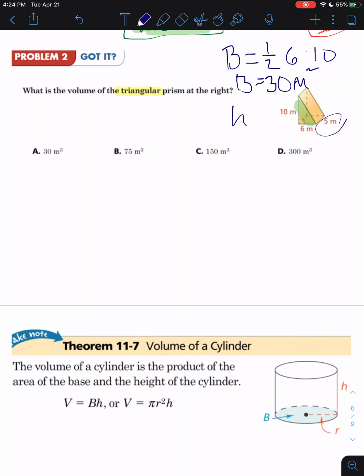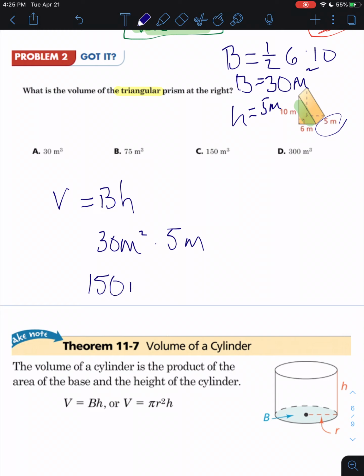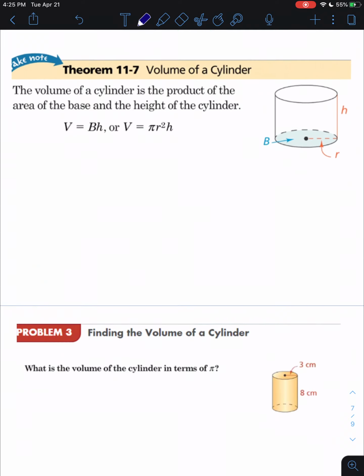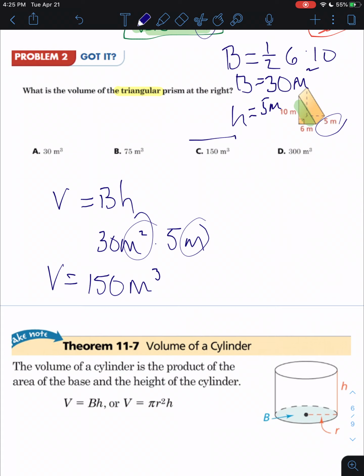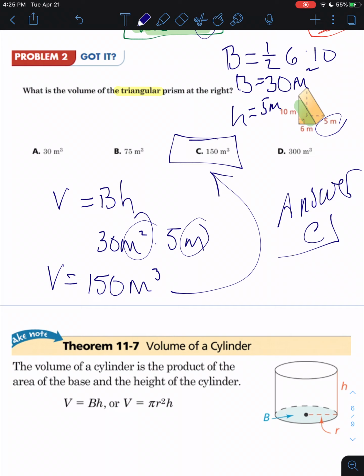My height is that third dimension there, 5 meters. So my volume is base times height, or 30 meters squared times 5 meters, or 150 meters cubed. Remember, there's 2 of them here, 1 of them here, so it's always going to be in the cubed. And did I do that right up here? Yep, got the cubed there. So meters cubed, and that would be choice C. So the answer in this one would be choice C.